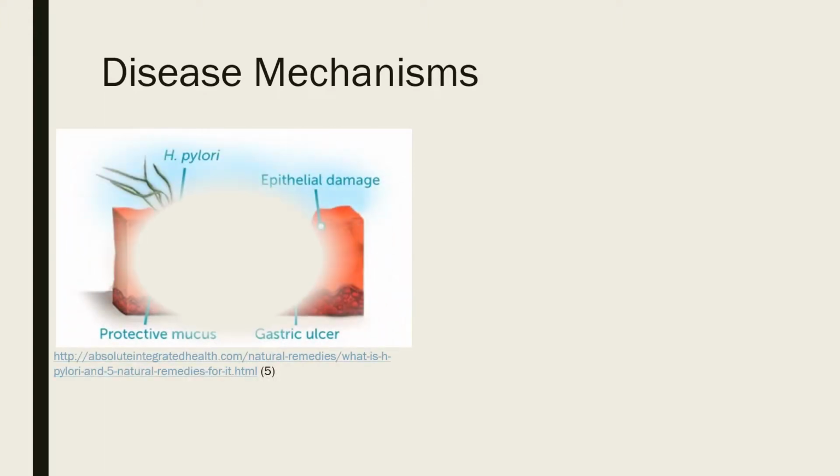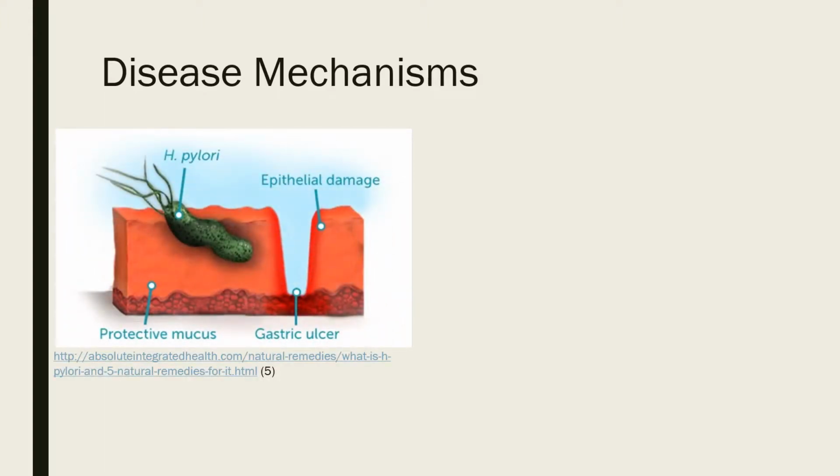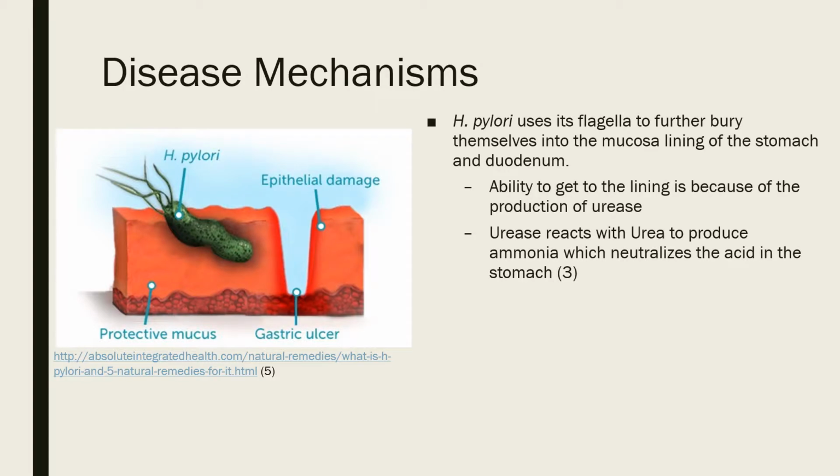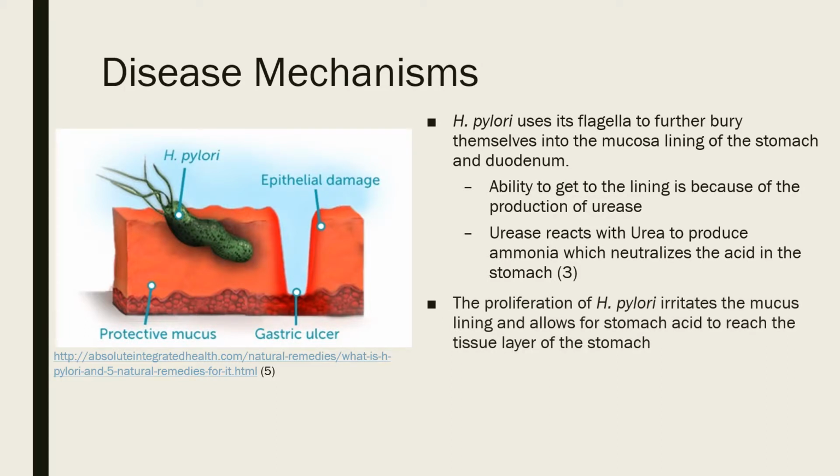Now, peptic ulcer disease is caused by H. pylori digging itself into the mucus lining of our stomach or duodenum. It uses its flagella to bury itself in the mucus lining, and it is able to get to the lining of our stomach or small intestine because of the production of an enzyme called urease. Urease reacts with urea to produce ammonia, which, as we know, is extremely basic. Basic and acidic neutralizes the acid of the stomach and allows the bacteria to reach the mucus lining.